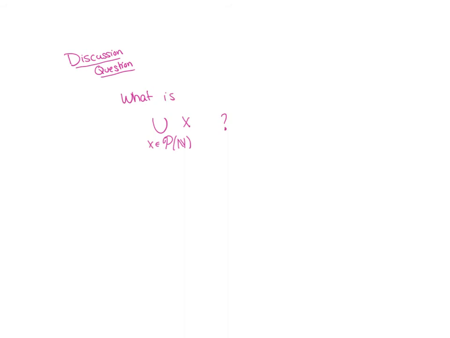Okay, so here's a question for you guys to think about. What is the union of all x, where x is an element of the power set of N? So as you're thinking about this, you maybe want to write out some of the elements of the power set of N. You obviously can't get all of them, but you might want to think about what that is and think about unioning all of those sets together to figure out what this union is going to be.